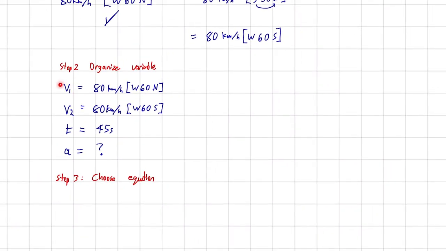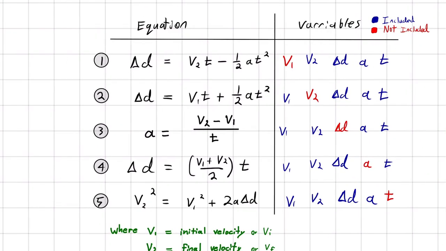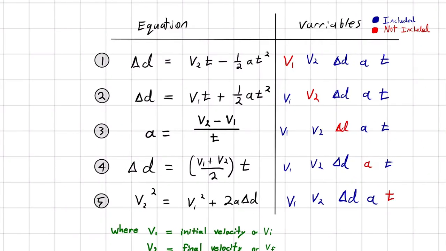And remember to do this, we look at our variables, v1, v2, t, and acceleration. And we're going to go over to our chart here, look at which equation uses these 3 variables. v1, v2, acceleration, and time. This equation here is going to use all 4 of those variables, so this is going to be the equation we're going to use, number 3. I've got it labeled number 3.